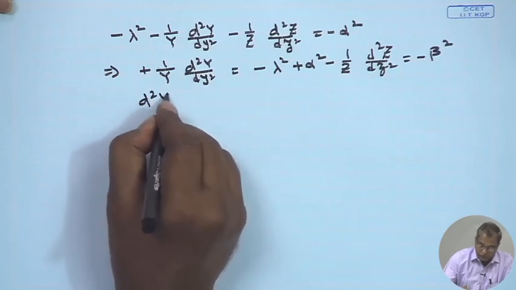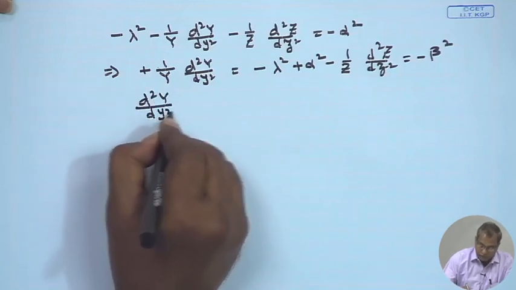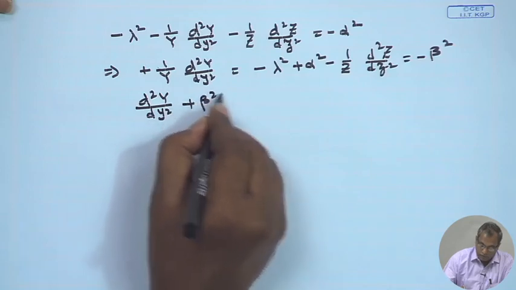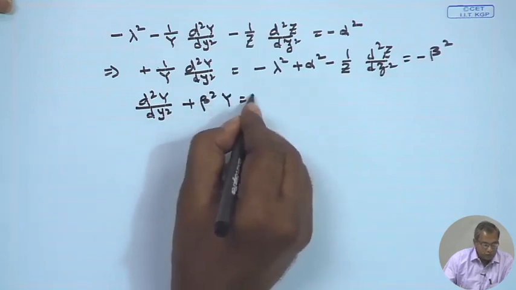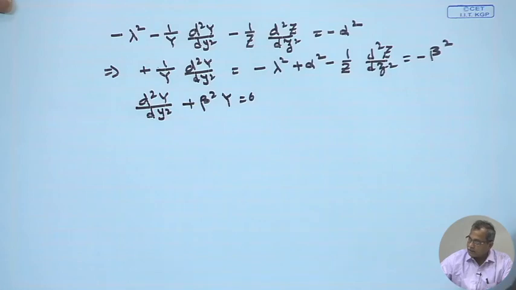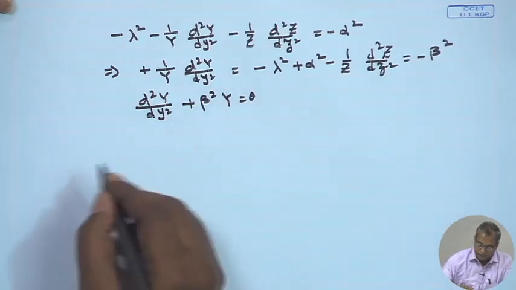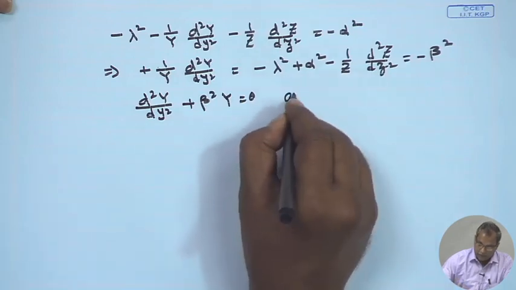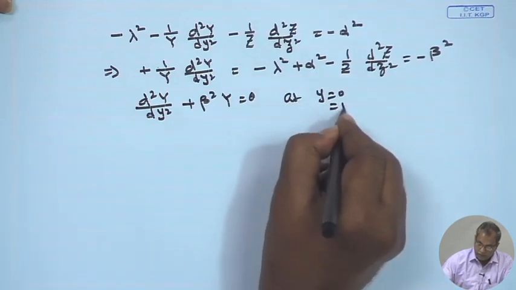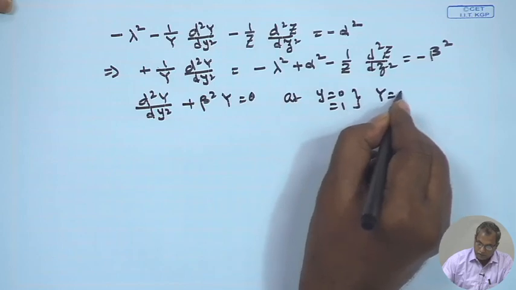So, the governing equation for y will be simply d square Y dy square plus beta square Y equal to 0. And in the original problem, we have seen that Dirichlet boundary conditions are prevailing in the y direction. Therefore, at y equal to 0 and 1, we have capital Y equal to 0.